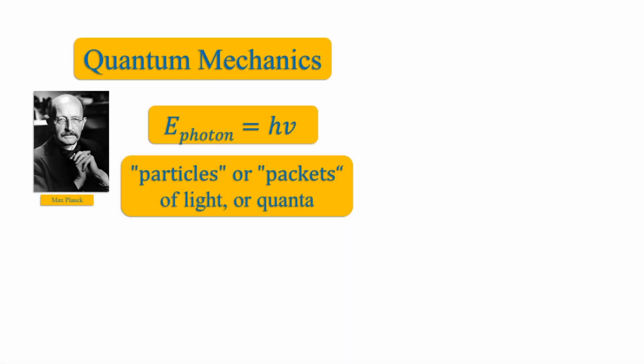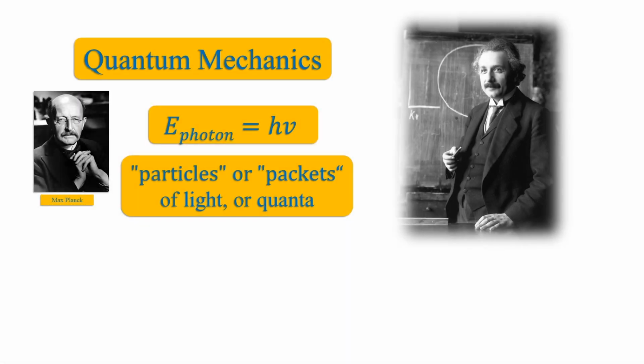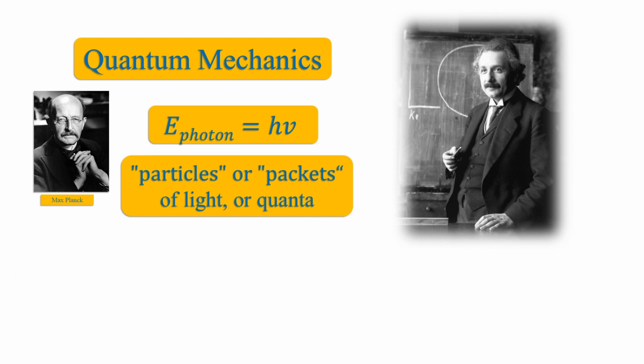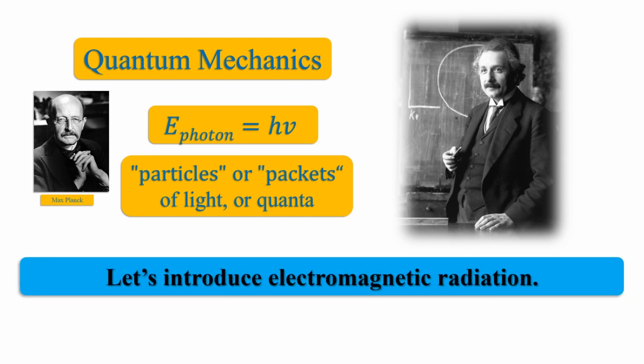We saw in previous lectures of both Planck's work on blackbody radiation and Einstein's work on the photoelectric effect that understanding the interaction of electromagnetic radiation, or light waves, and matter is very important. Chemists need to have a fundamental understanding of electromagnetic radiation. So in this lecture, let's introduce electromagnetic radiation.